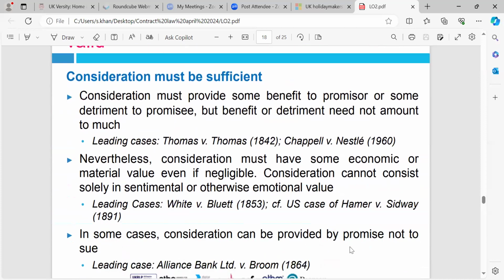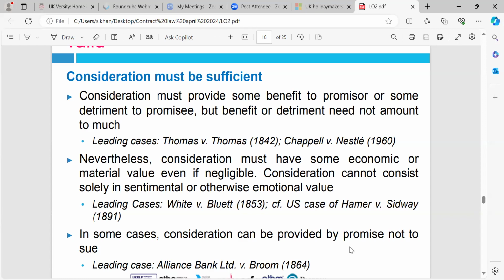Then the next one is another requirement: consideration must be sufficient. So consideration must be sufficient to provide some benefit to the promisor or some detriment to the promisee, but benefit or detriment need not amount to much. And the case example is Thomas, 1842, where an agreement was made that a woman was allowed to reside in a property for £1 a year, and this was sufficient consideration. It was not mere gift.